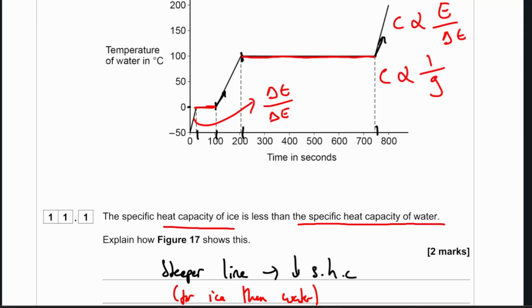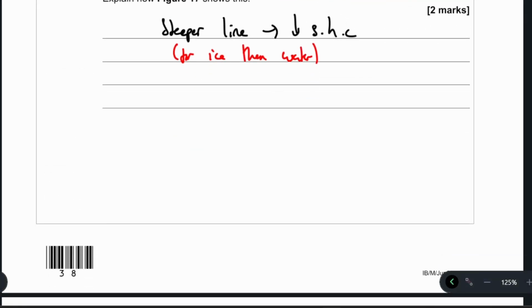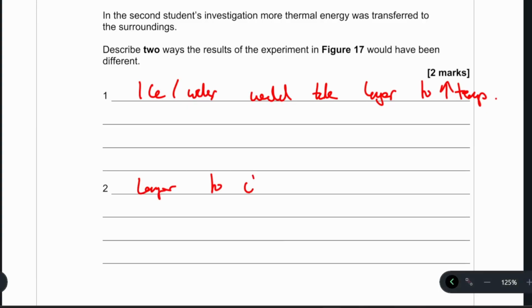time taken for the ice to melt or the water to boil would also be a lot longer, because you're transferring less energy directly to the ice or the water, and more of it is being lost. But you still have the same input energy, if you like. So what we could say for 2 marks is that the ice or the water would take longer to increase the temperature, and it would also take longer to change state.